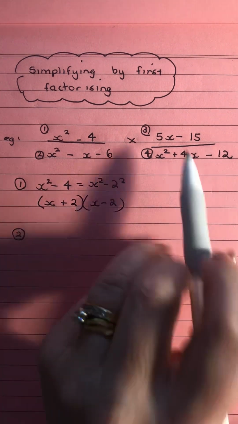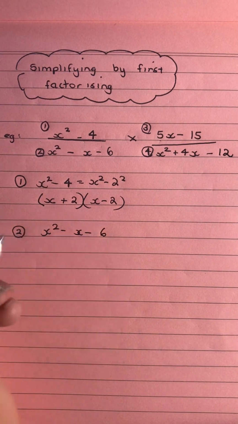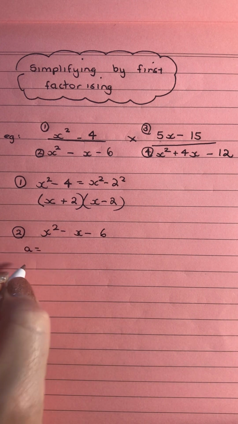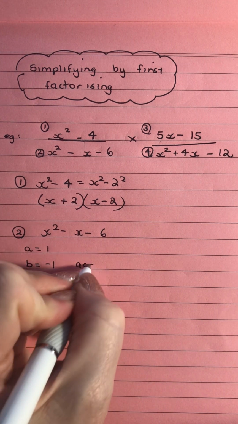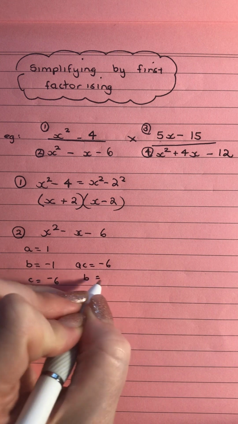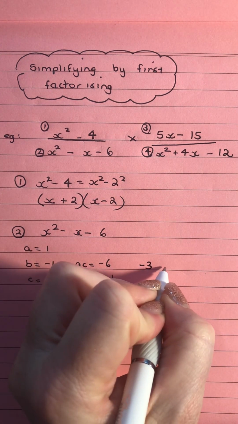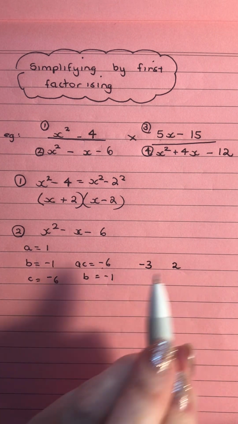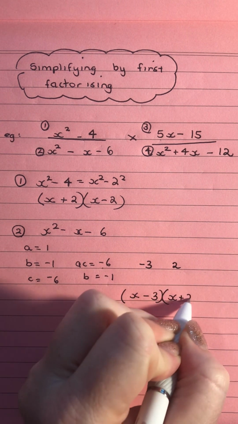For the second one, I've got x squared minus x minus 6. So now I've got a quadratic where I need to use my ACB method. So a equals 1, b equals negative 1, c equals negative 6. So my AC equals negative 6, so I need something that will multiply to give negative 6, but add to give negative 1. Now I know that into negative 6 I can do 3 times 2. If I make that a negative 3 and I multiply that by positive 2, that will give me negative 6, and negative 3 plus 2 will give me the negative 1. So then I'm going to get x take 3 and x plus 2 for that.